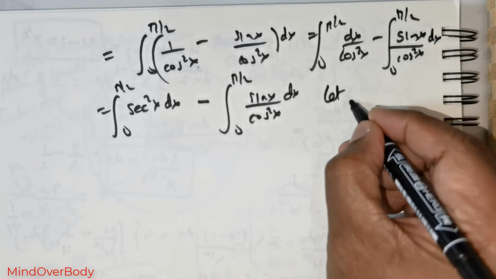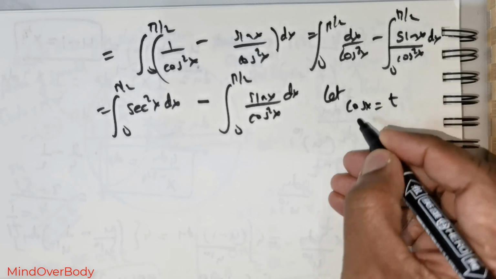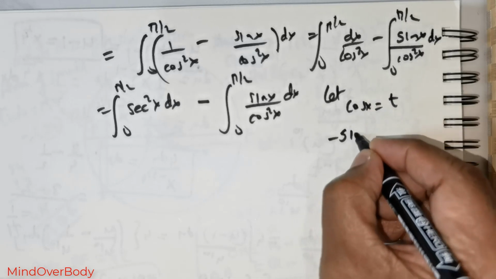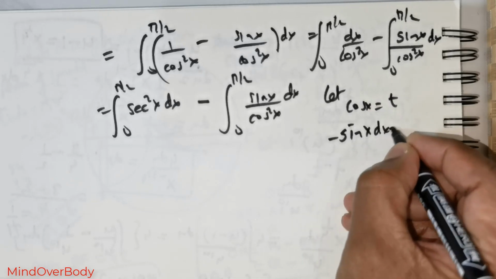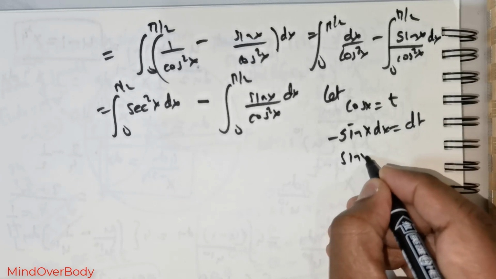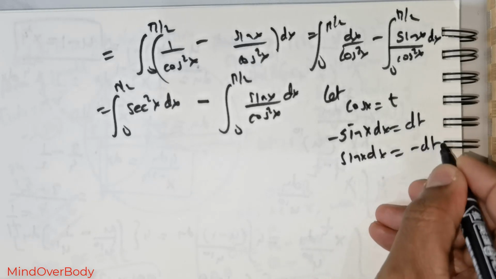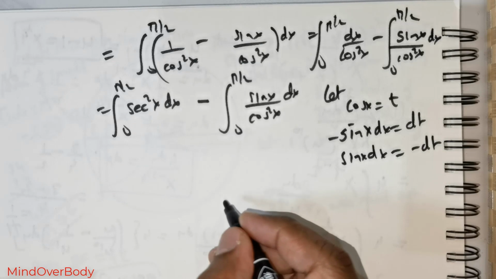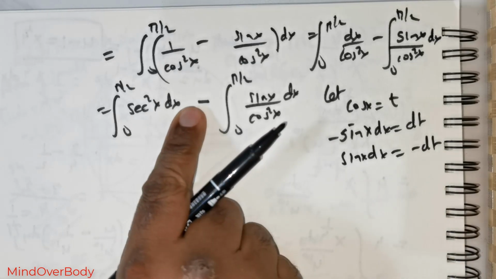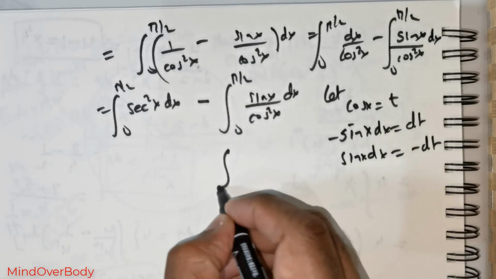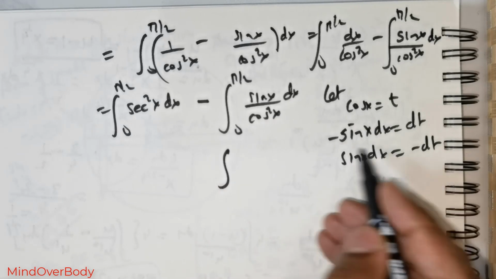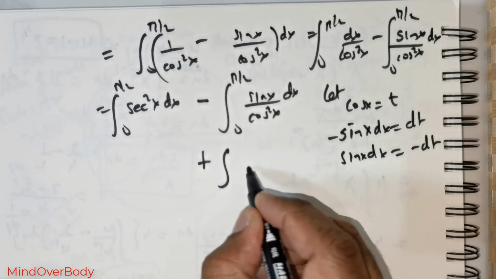Now let cos x be equal to t. If I differentiate this, I get negative sin x dx is equal to dt. So sin x dx is equal to negative dt. This is what we get, so I can clearly substitute this. So in the integral, sin x dx is negative dt, so that will become positive here.